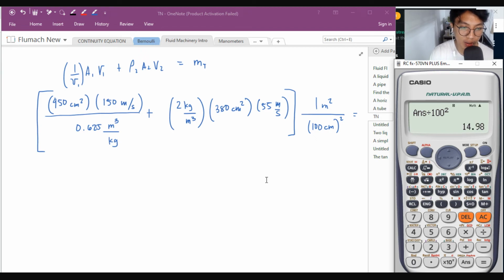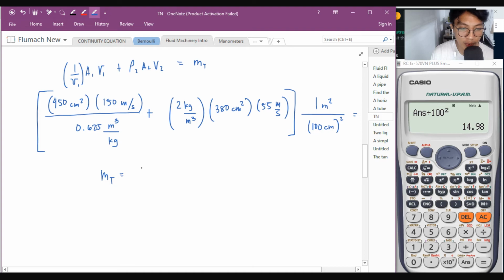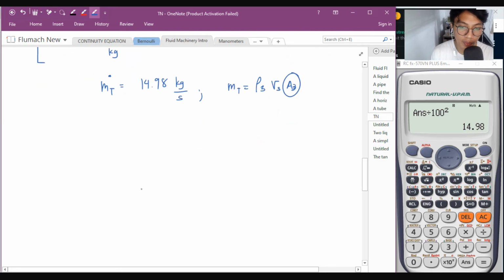14.98. Yung MT is 14.98 meter tuloy, kilogram in every second. Mass flow rate yan, ha? So, meron ka ng MT. Oh, recall natin that MT is equal to density 3, velocity 3, and then area 3. Ang hinahanap natin is area 3. Okay? Therefore, area 3 is equal to MT divided by density 3 tapos velocity 3.